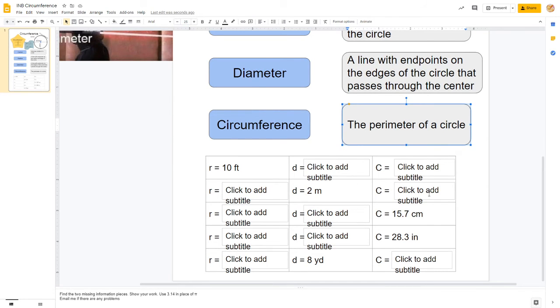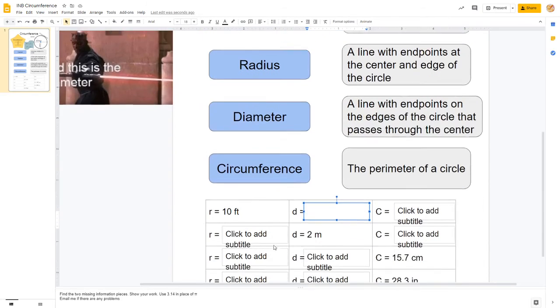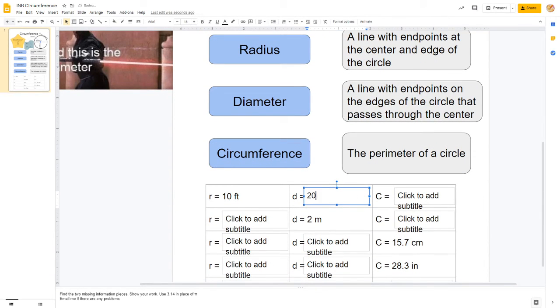Now, we're going to solve 3 of these. The first 3, and then the last 2 you guys are going to do on your own. Notice how they do have labels, so your answers should have labels. So our first thing is to get from radius to diameter. If we look up here, we times the radius times 2. So it's going to be 20 feet.